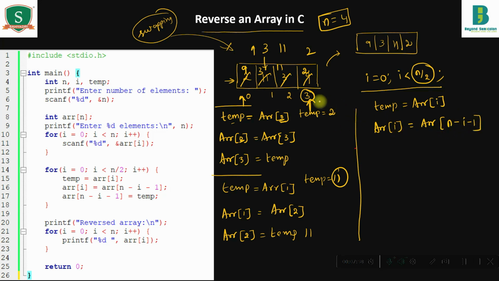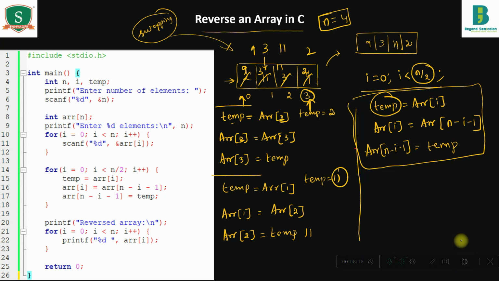At the same time, which position value do I want to change? Array of 3. How do you get 3 here? Array of n minus i minus 1. What is the value that you want to assign? That is there in the temporary, temp. So this is the whole logic.